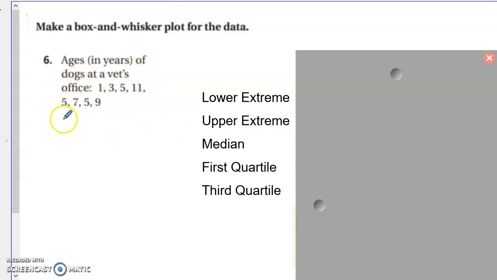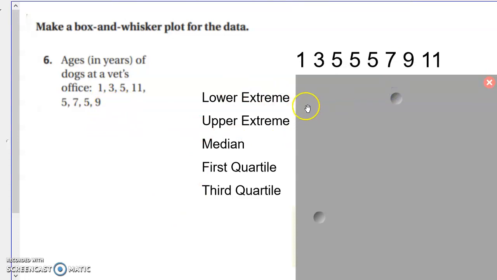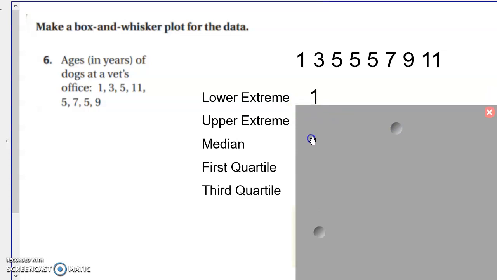Well, the problem right now with this data is it's not in order from least to greatest. In order to find all of these things, these numbers have to be in order from least to greatest. So that's the first thing I did, I ordered the numbers from least to greatest. Then my lower extreme would of course be 1.